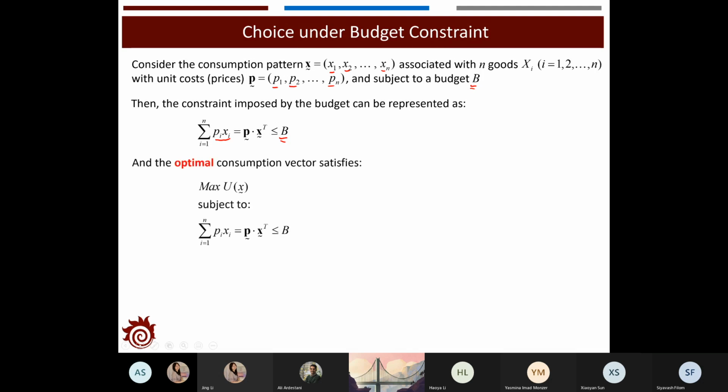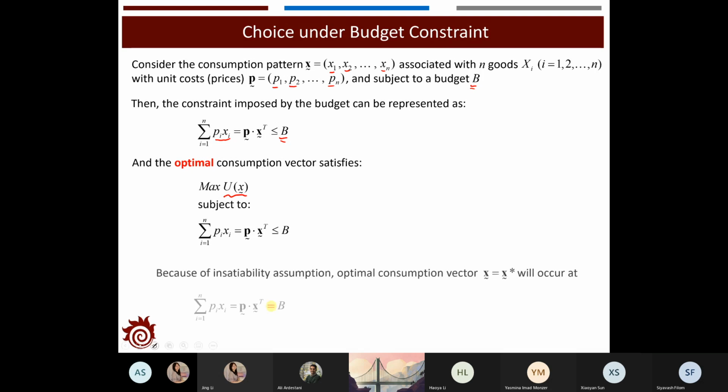And to find out the optimal solutions of the consumptions for each product, we want to maximize the utility. As a greedy consumer, we also want to maximize the utility. And the constraint condition is that the total money you spend should be less than the budget.